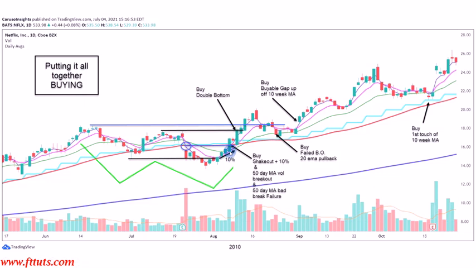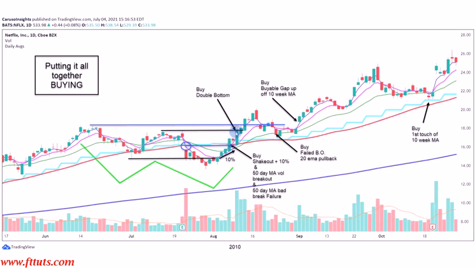You had your shakeout plus 10%. You had your 50-day moving average volume breakout. So again, great volume on that breakout day. And we had the 50-day moving average bad break failure. So we broke hard on the 50-day here on really big volume, and that really failed to have any further progress, and we broke higher on great volume. So that really triggered 3 different rules. So you definitely should have been aware that the stock was doing something special here.